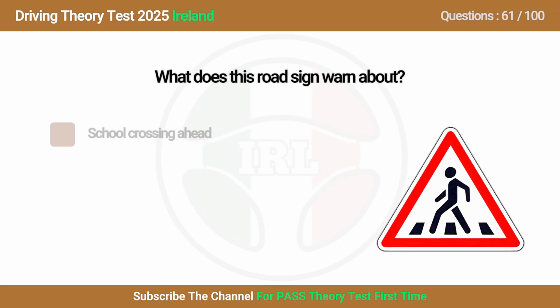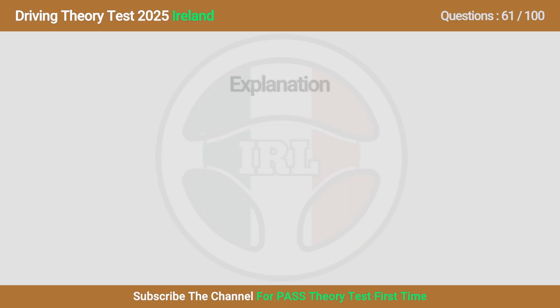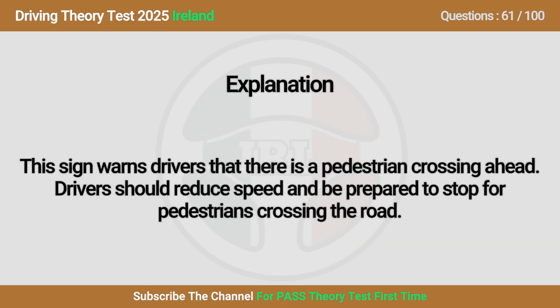Question 61. What does this road sign warn about? A. School crossing ahead. B. Pedestrian crossing ahead. C. No pedestrians allowed. D. Children at play. Answer is B. Pedestrian crossing ahead. This sign warns drivers that there is a pedestrian crossing ahead. Drivers should reduce speed and be prepared to stop for pedestrians crossing the road.